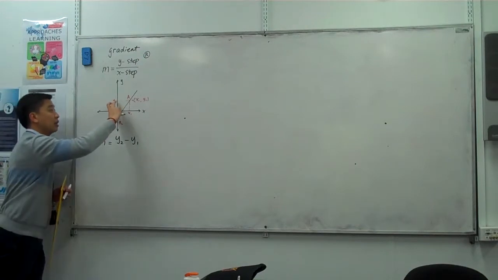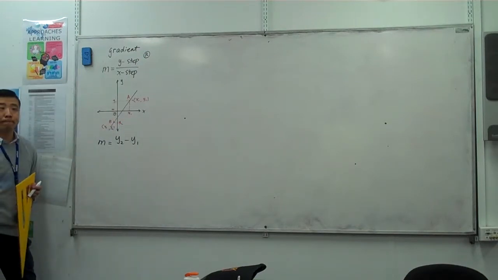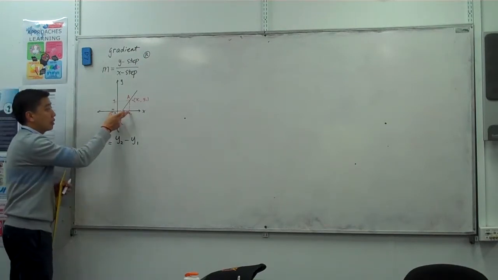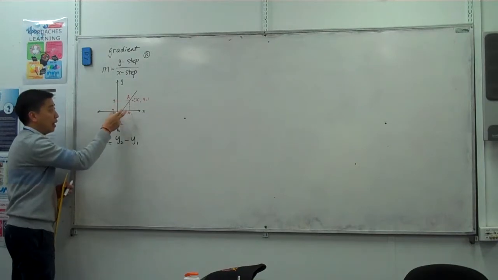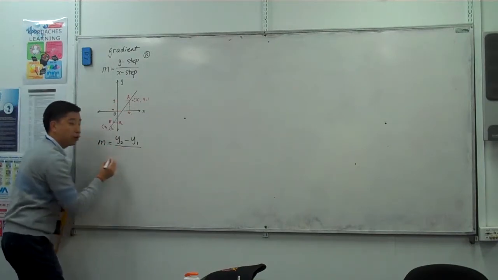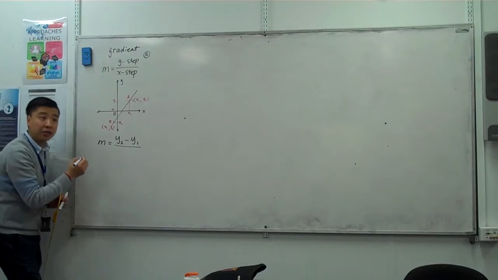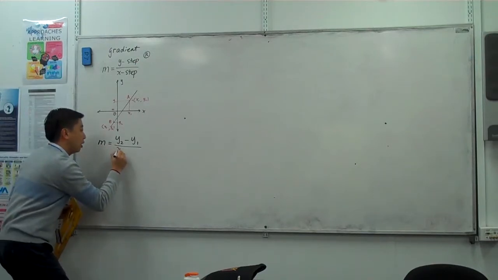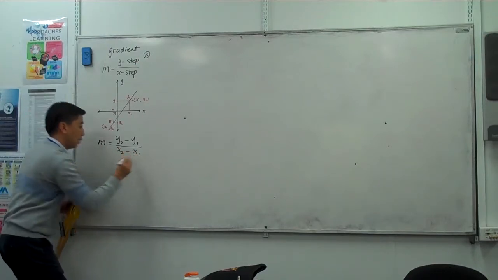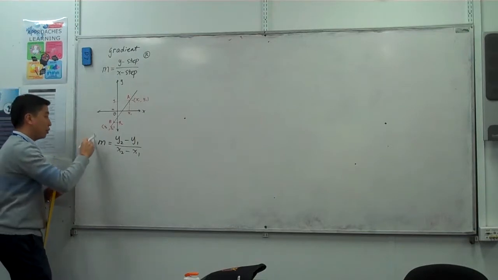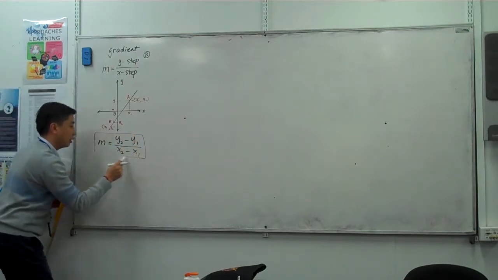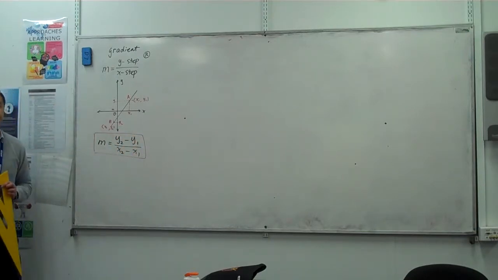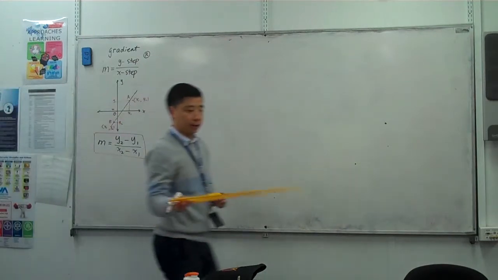So this is the distance. For x, which one take away which one? x2 take away x1. So this is the formula to calculate the gradient.